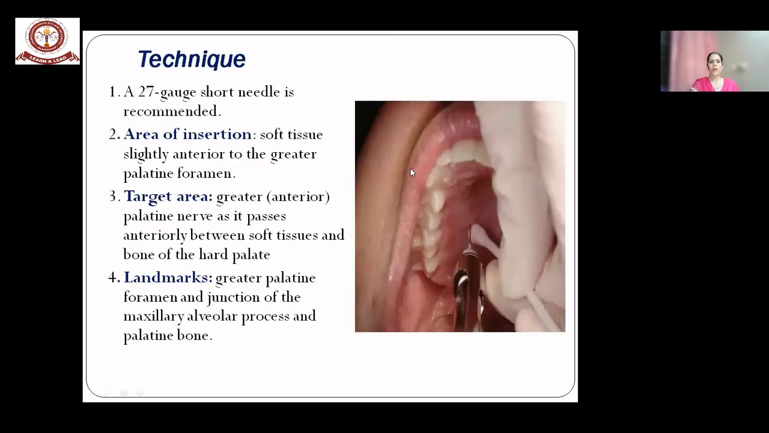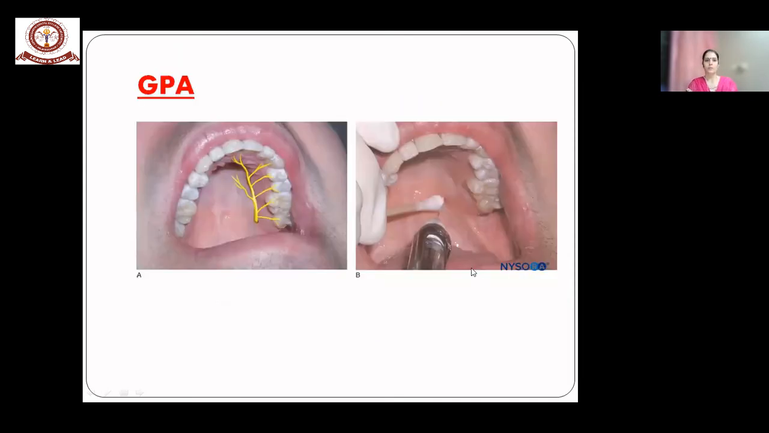The technique is you have to use a 27 gauge short needle. The area of insertion is the soft tissue slightly anterior to the greater palatine foramen. The target area is the greater palatine nerve as it passes anteriorly between the soft tissues and bone of the hard palate. The landmarks are the greater palatine foramen and the junction of the maxillary alveolar process and the mid-palatine raphe.